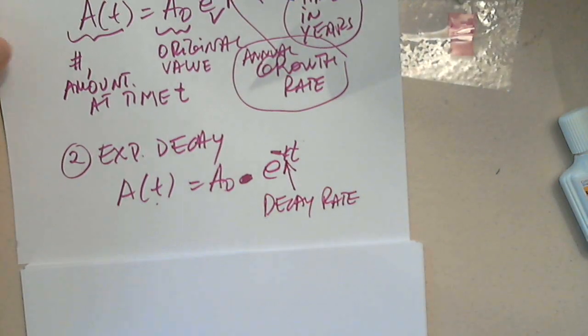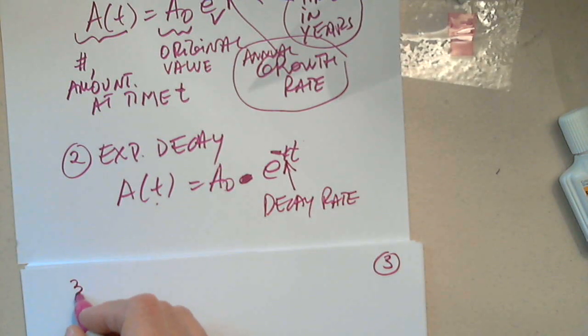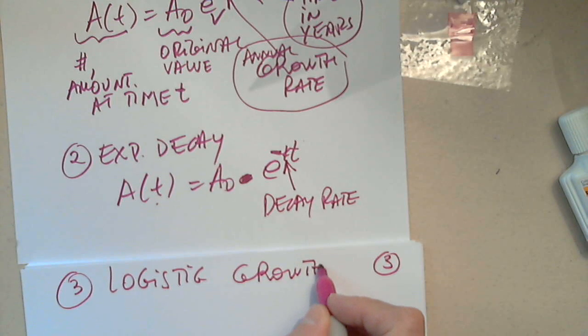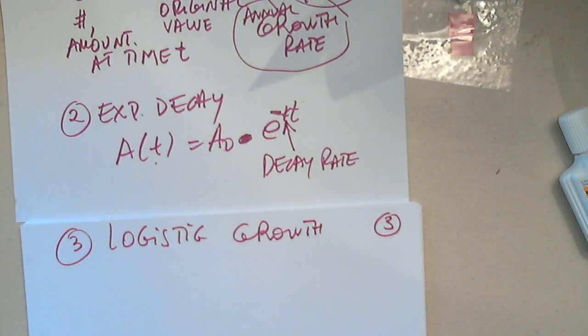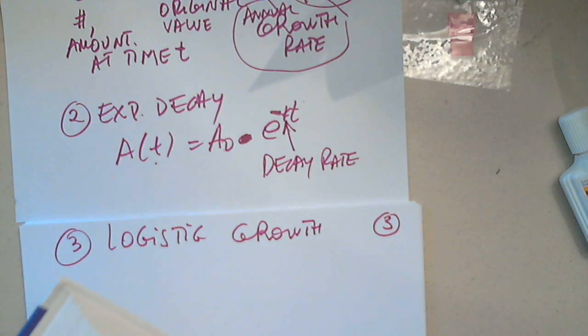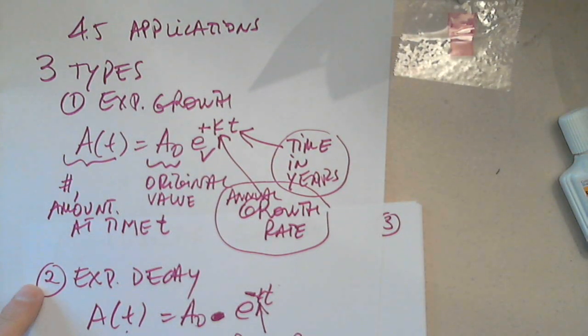And the third possible model is called logistic growth. So all models will be given to you. I want to start with number 3. On page 530, let's start with problem 37. You will see a general pattern in all these problems.